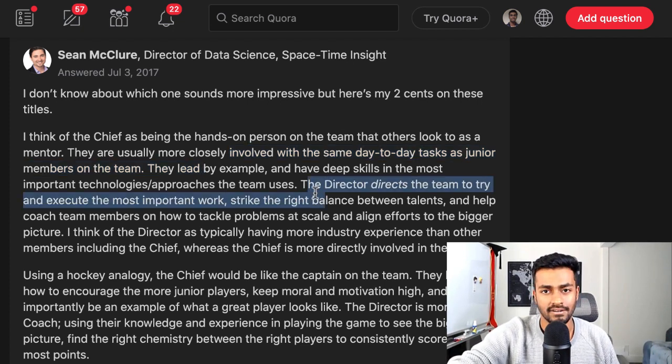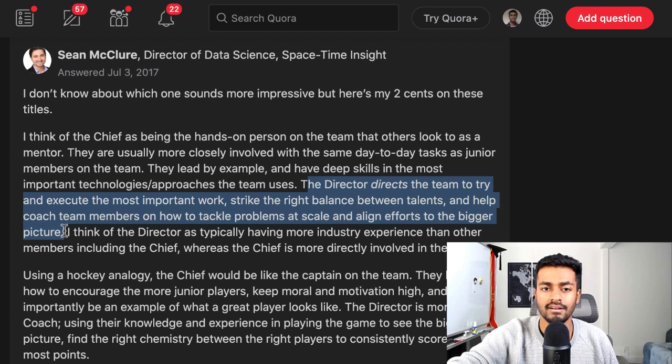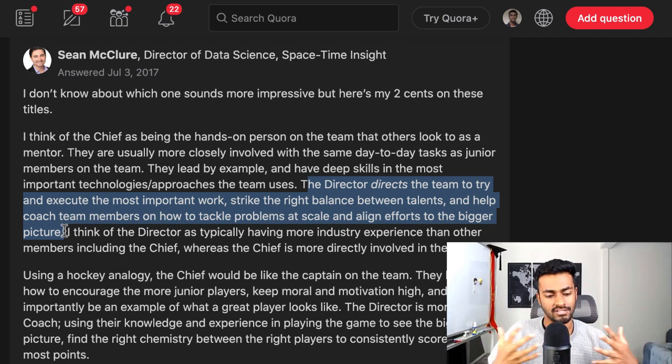But the director of data science tries to direct and execute the most important work and strikes the right balance between talents and helps coach team members on how to tackle problems at scale and align efforts to the bigger picture. So they're kind of like the conductor that sews all the team together.